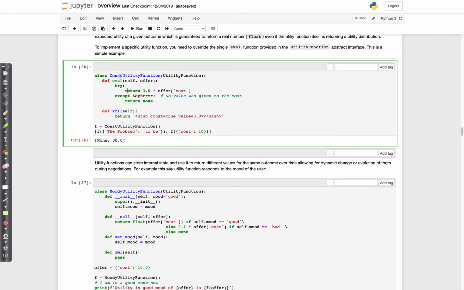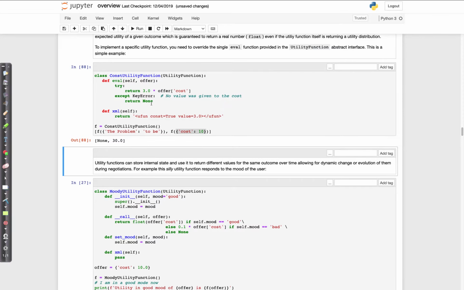So actually, it is not a constant utility value, right? It checks the cost and multiplies the value by 3. So if you now create this utility function and you calculate the utility of some outcome like this one, which does not have a cost issue, it will return none because it cannot calculate it. But if it can, like in this case, there's a cost issue and it has a value of 10, it simply multiplies it by 3. Okay. And you can define any form of utility function.